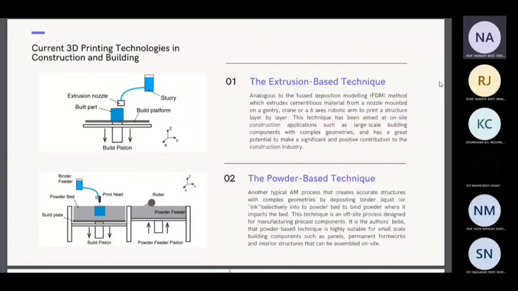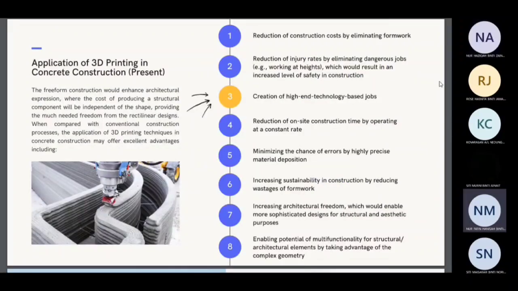Current 3D printing technologies in construction and building. There are two techniques, which are the extrusion base and the powder base. The extrusion base is analogous to the fused deposition modeling (FDM) method, which extrudes cementitious material from a nozzle mounted on a gantry frame. While the powder base is another typical AM process that creates accurate structures with complex geometries by depositing binding liquid.